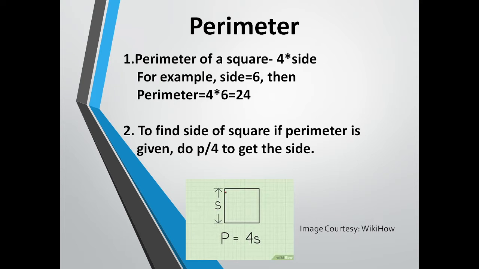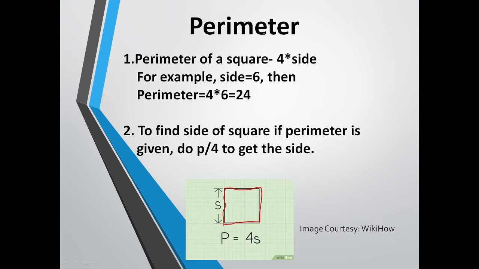First of all, perimeter is the boundary of any figure. This is the perimeter, this line you can see. Okay, so we need to find out the boundary. So what we'll do is we will do 4 into side.